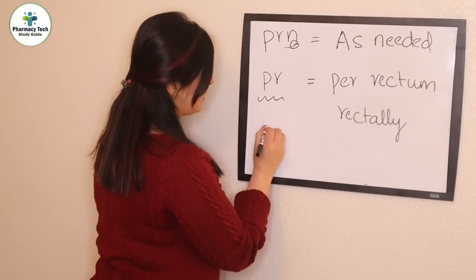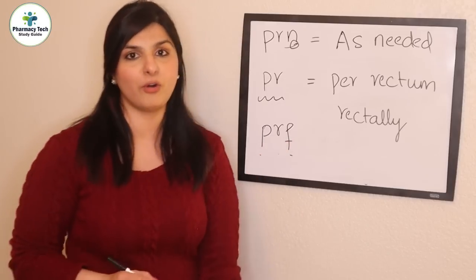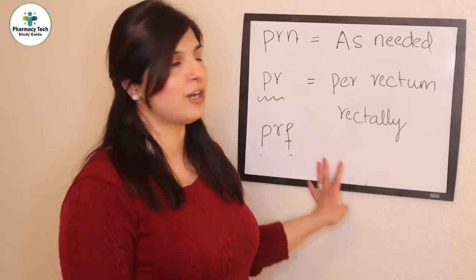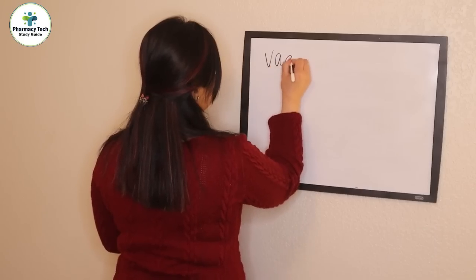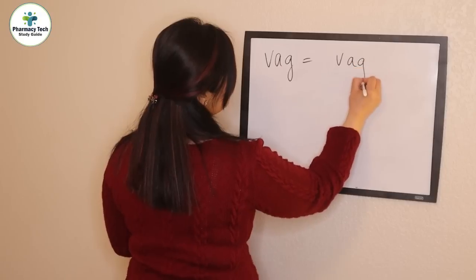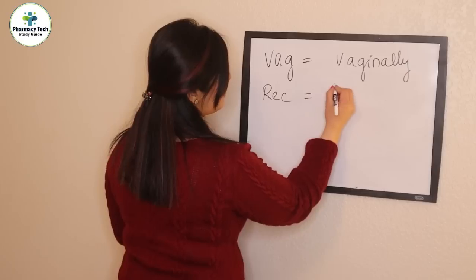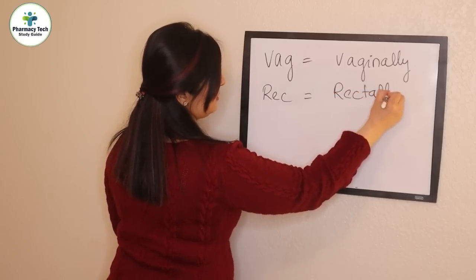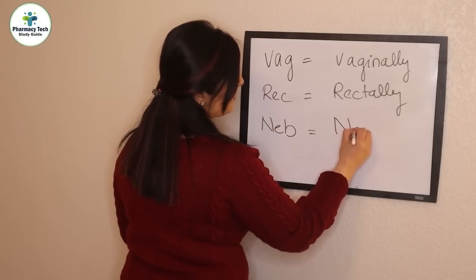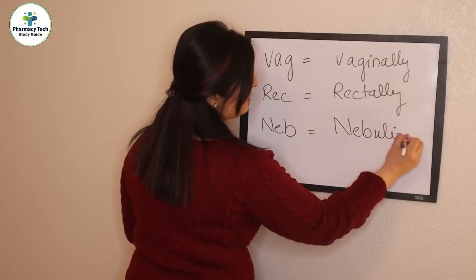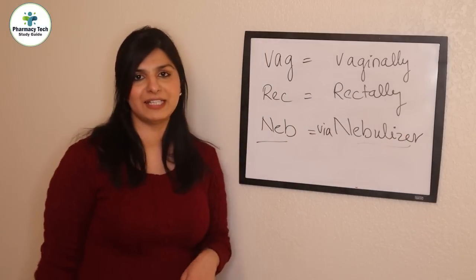And then if you put PRF, that means as needed for. So here are the three that I have mentioned all together, just so you are able to recognize them and not confuse them. If you see VAG, that's vaginally. And then REC is rectally. And then if you see NEB, that means via nebulizer. So NEB stands for nebulizer.